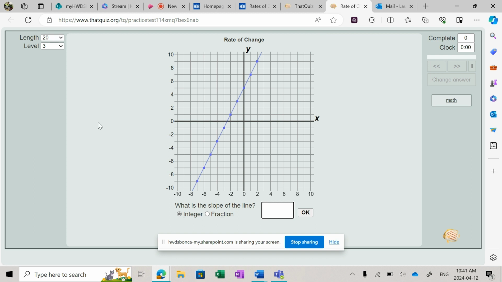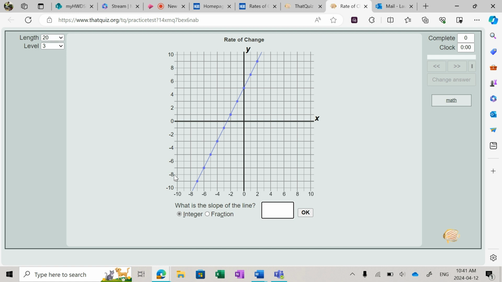To do this, it is kind of weird. I'm just going to hide that. Okay, so we just need to find the slope of our line. Let's figure out what it is before I talk about the integer fraction button. I can see my y scale is going up by ones, and so is my x-axis. If I start at any random point, say I started here, I'm at -3 on my y-axis.